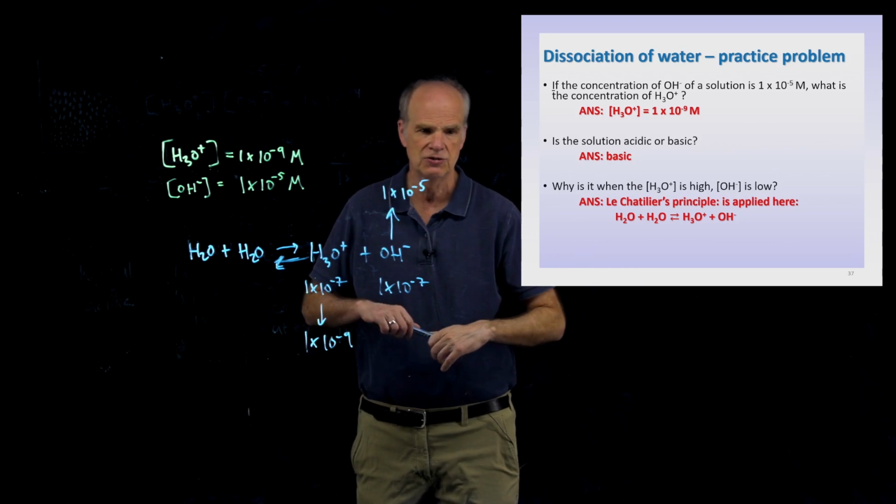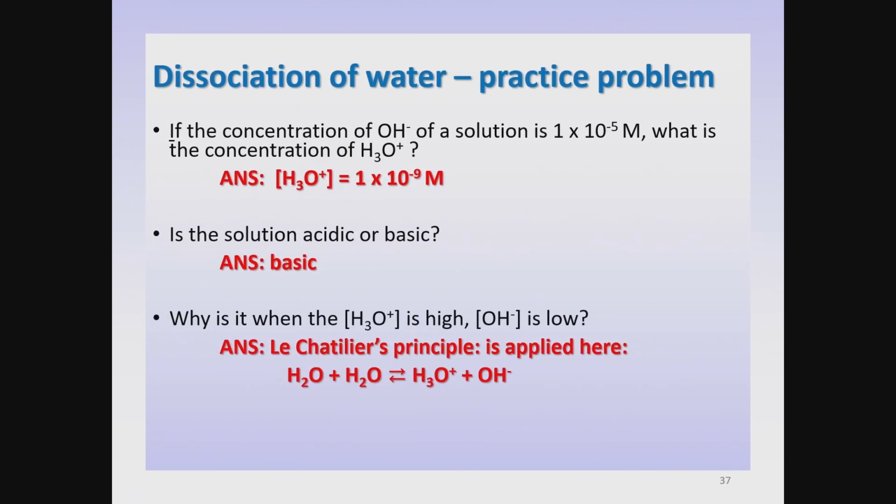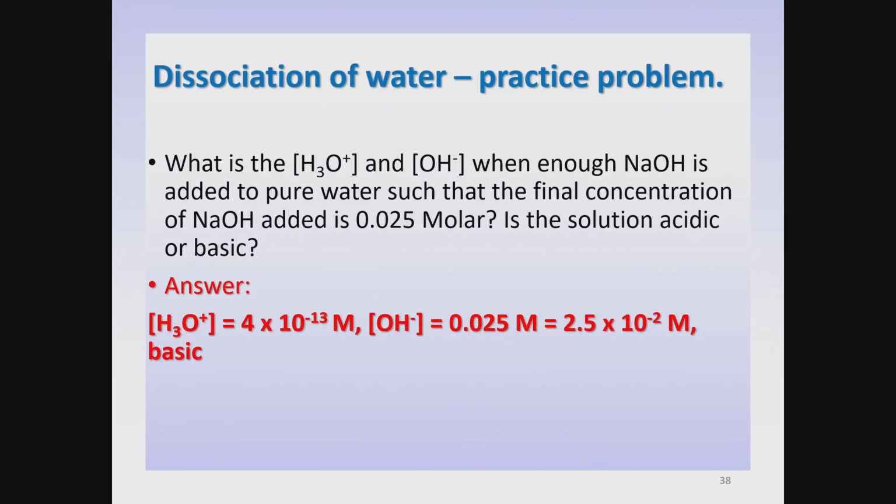Okay, so if I could increase the slide. This problem is a little bit more difficult. It says, what is the hydronium and hydroxide concentration when enough sodium hydroxide is added to pure water such that the final concentration of sodium hydroxide added is 0.025 molar? Is the solution acidic or basic?